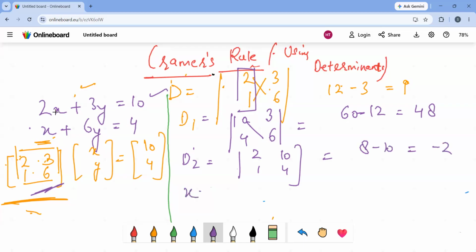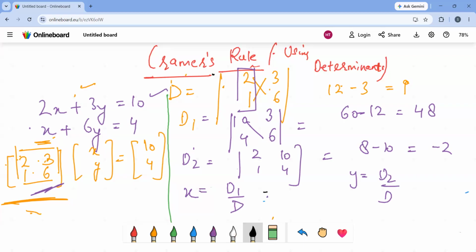Now, how to find x? It will be D1 by D. And y is D2 by D. If it is a 3 by 3 matrix, let's say we have 3 equations, so we get a 3 by 3 matrix with 3 rows and 3 columns, then z will be there and it will be equal to D3 by D.